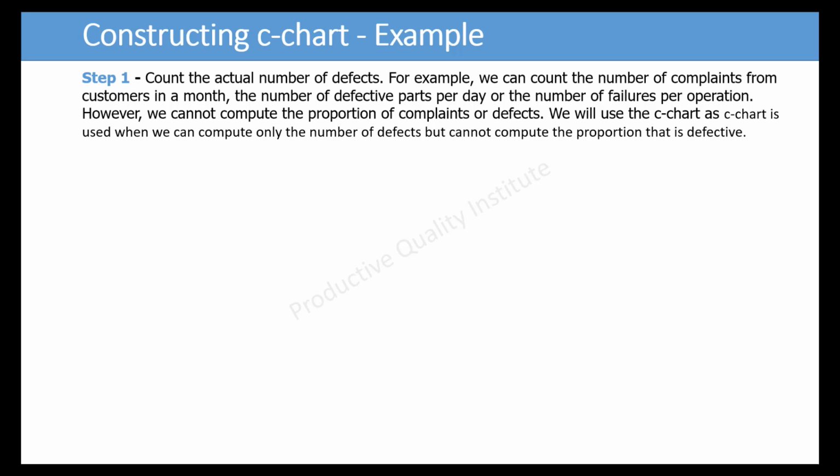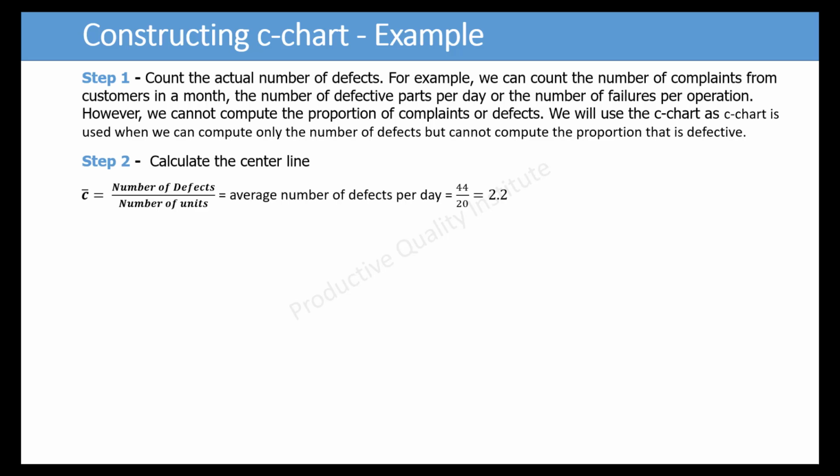Step 1. Count the actual number of defects. For example, we can count the number of complaints from customers in a month, the number of defective parts per day, or the number of failures per operation. However, we cannot compute the proportion of complaints or defects. We will use the C chart, as the C chart is used when we can compute only the number of defects, but cannot compute the proportion that is defective.